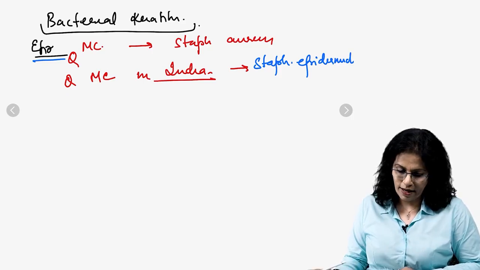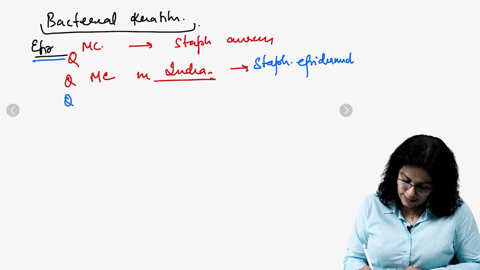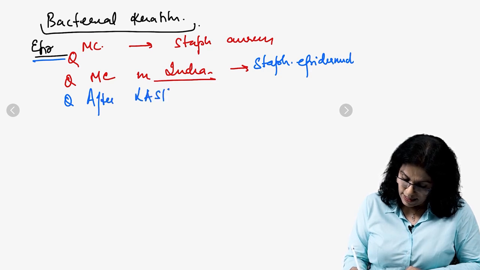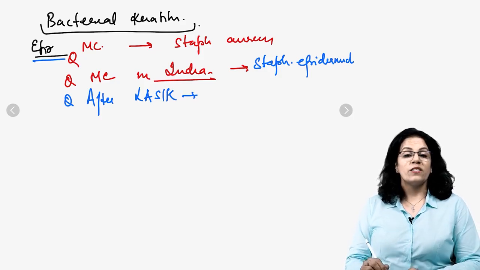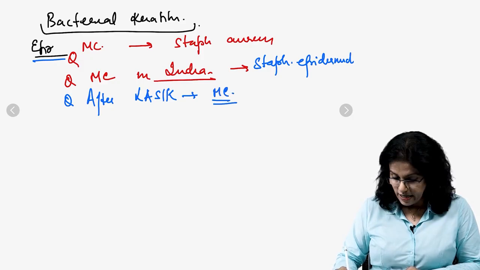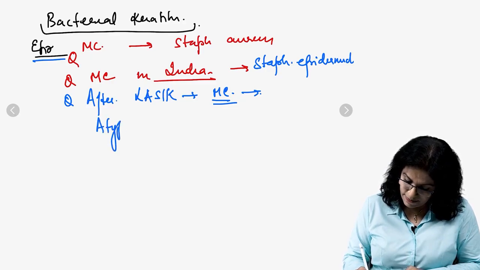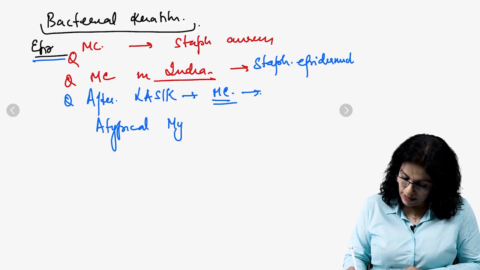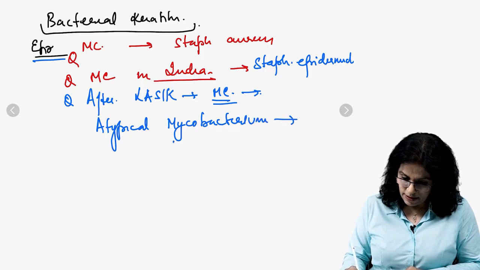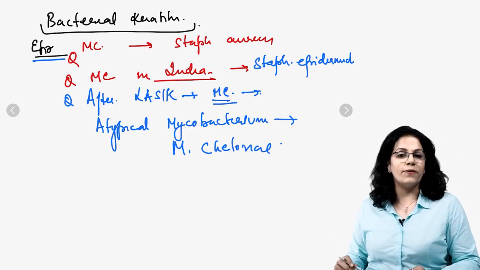Right? Okay. And another important thing, after LASIK surgery, we all know LASIK we will cover in the optics chapter, laser in situ keratomileusis. So, after this refractive surgery, what can be the most common organism which can infect? Now, you are going to answer atypical mycobacterium, and that is M. chelonei. Okay, so this is about etiology.